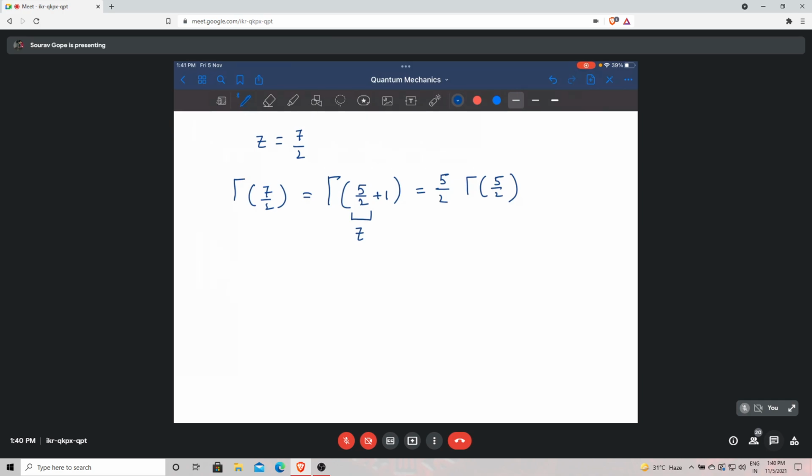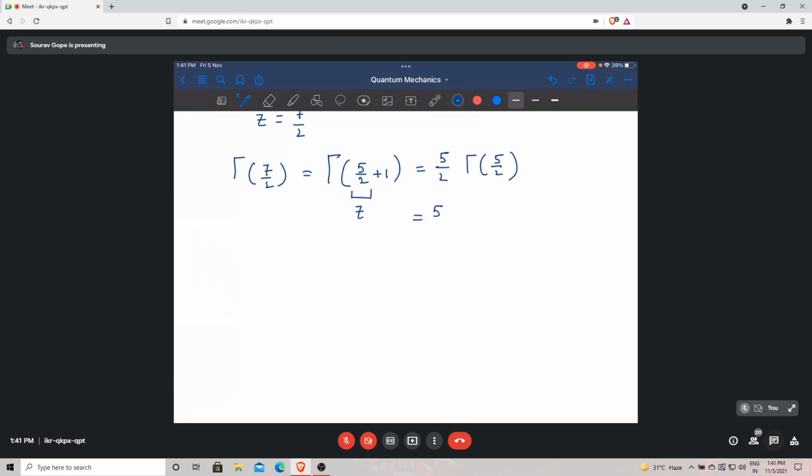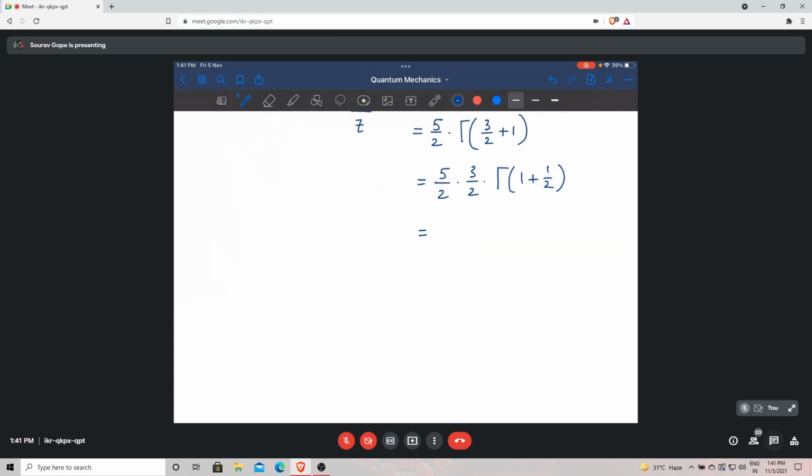You agree? Yes, sir. Okay. Again, 5 by 2, I can write gamma 5 by 2 as, you say, what can I write? 3 by 2 plus 1. I can write this as 3 by 2 into gamma of 3 by 2. Now I can write this 3 by 2 as 1 plus half. I can write this as 5 by 2 into 3 by 2 into half gamma half.